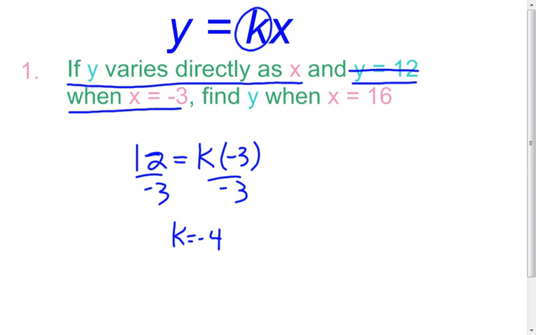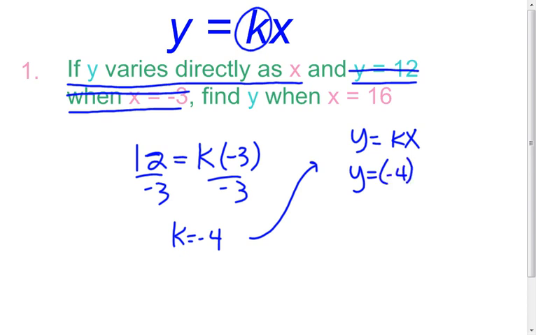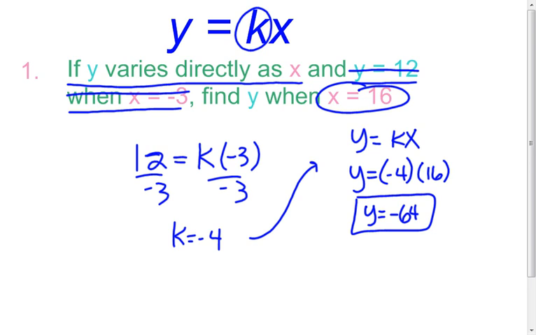Now, you have used this information right here, and now I'm asking you to find, well, when x is 16 with that same constant of negative 4, if x is 16, then can I predict my y? And of course you can. So you're going back to this equation again. I want to find a new y. I just figured out that my k was negative 4, and I have a new x value of 16. So negative 4 times 16, of course, gives you negative 64. Okay?